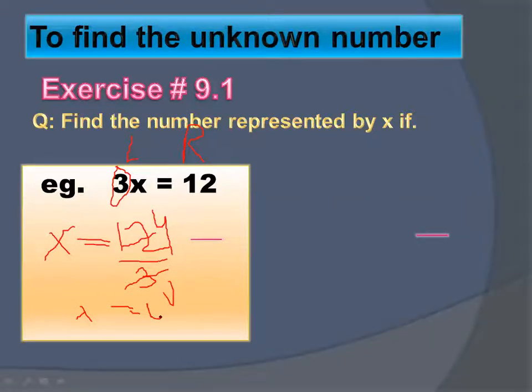That is very simple. Okay, if anything is multiplying with the variable, when you shift it onto the other side, it will be divided. Now your x is equals to 4. If you replace this x with 4, 3 multiplied by 4 will become 12. So 3 fours are 12. So this is the way to solve it, class.